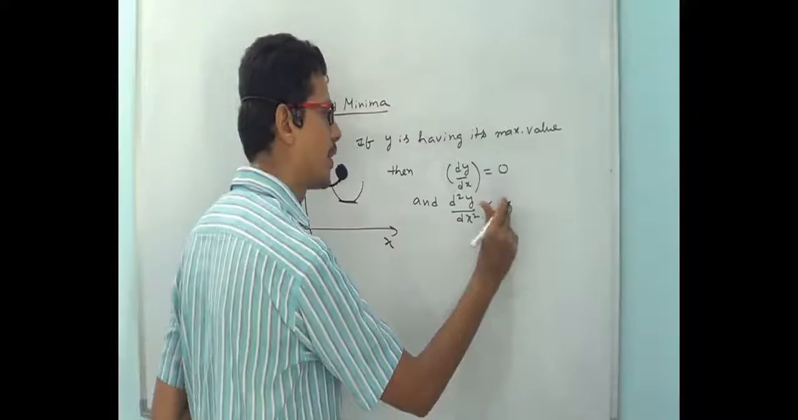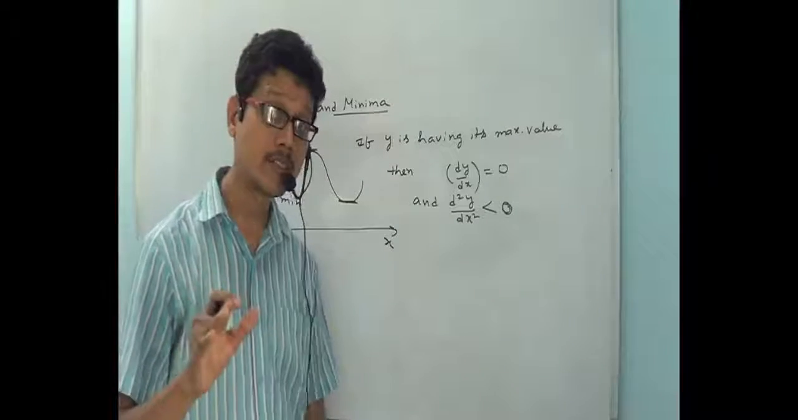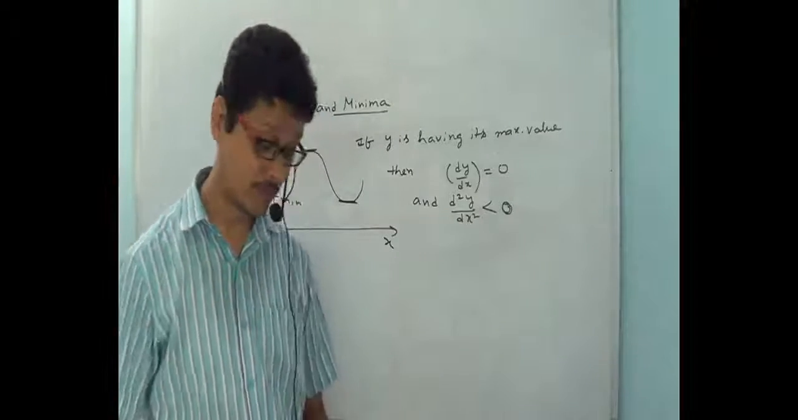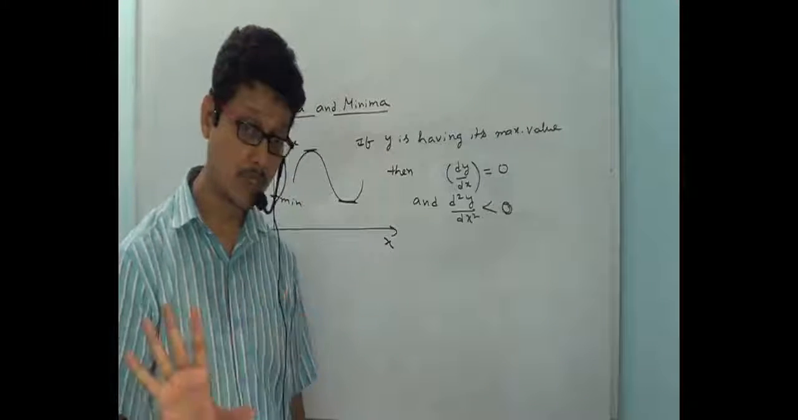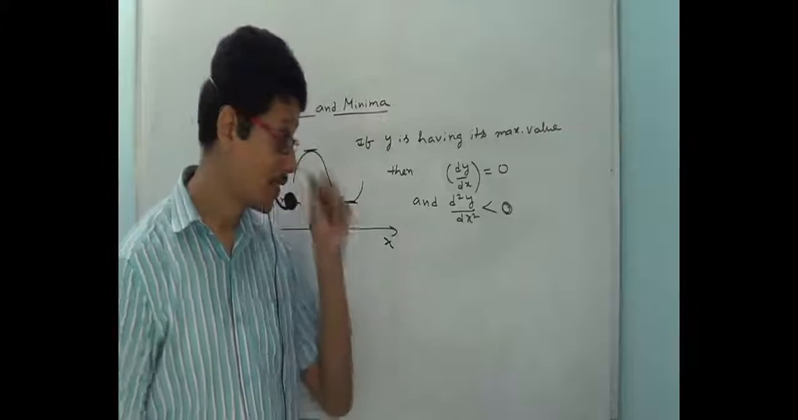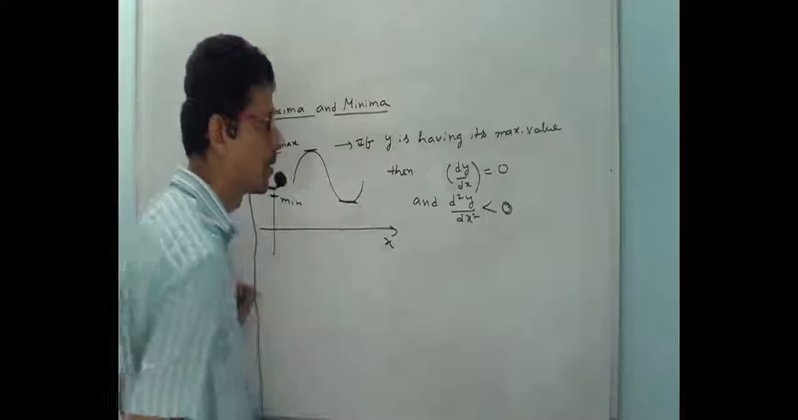Okay, if we do the derivative again and if we get less than 0, then that function has attained its maximum value. If we do the double derivative, I will tell you with an example, don't worry. First of all, you have to note down this. This is the first point.